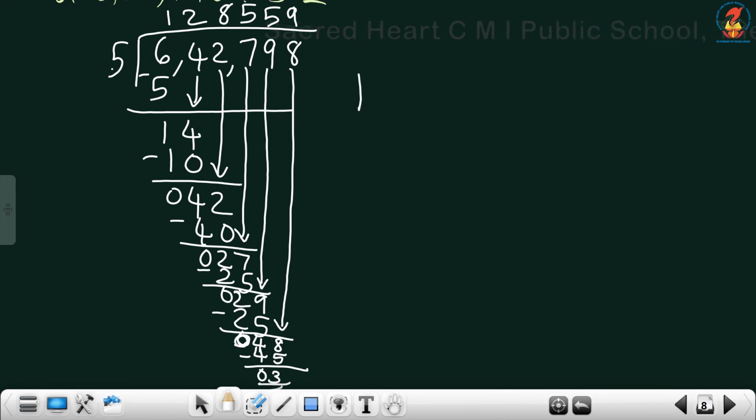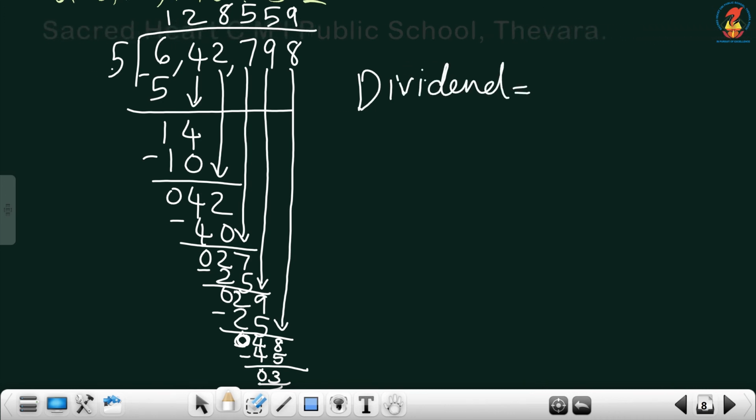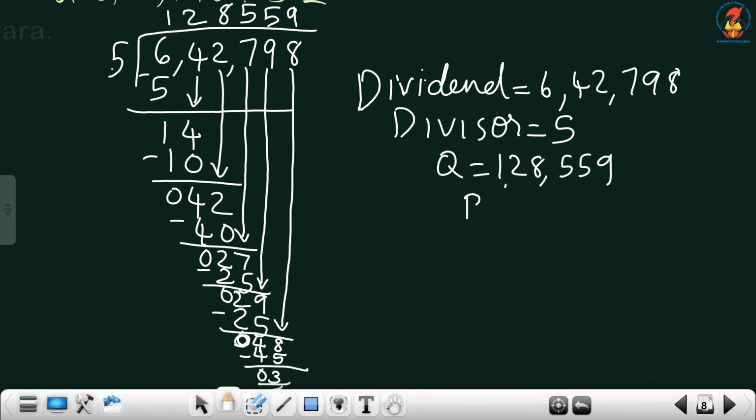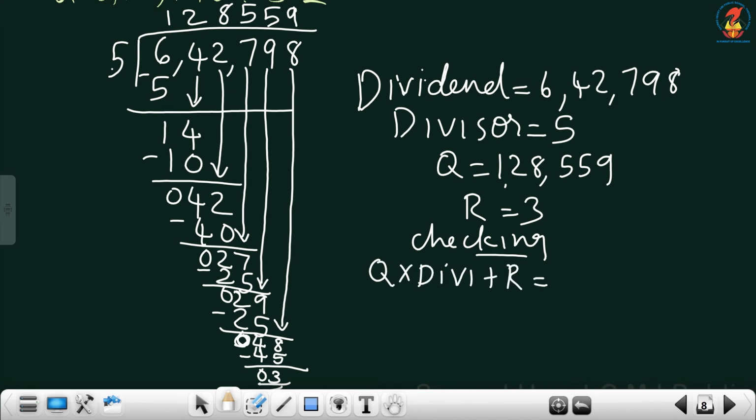Okay, is it clear? Here the dividend is 6,42,798 and the divisor is 5. The quotient is 1,28,559 and the remainder is 3. And checking: quotient into divisor plus remainder, that is 1,28,559 into 5 plus 3.